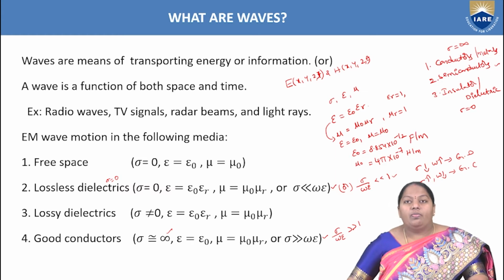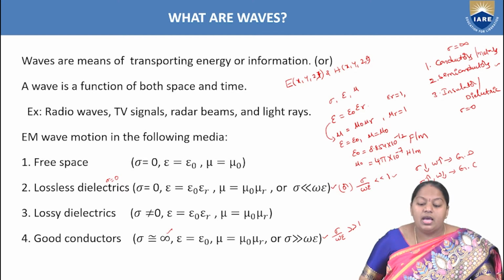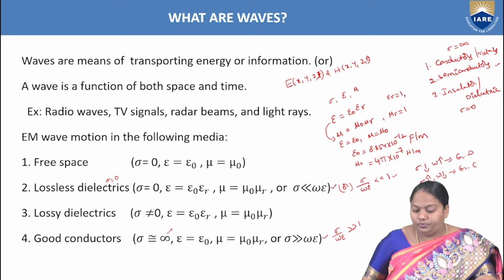Okay, so waves are a means of transporting energy or information from one place to another place, and technically we can define a wave as a function of both space as well as time. Then we have seen some examples of how the wave propagates in different media like free space, lossless dielectrics, lossy dielectrics, and lastly the good conducting medium.